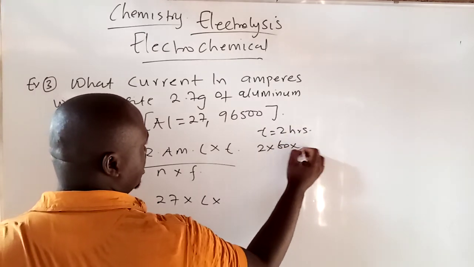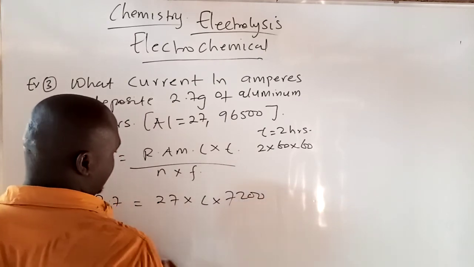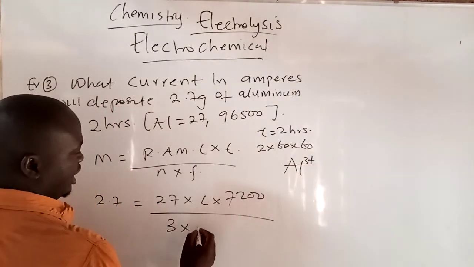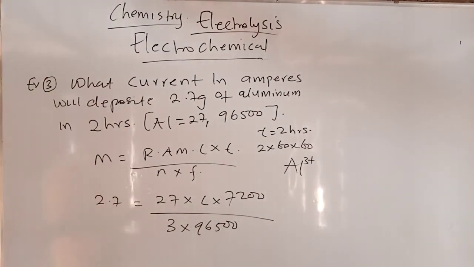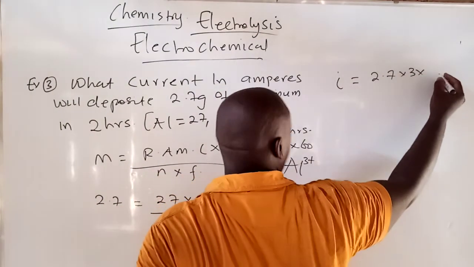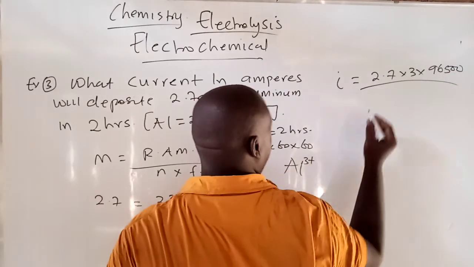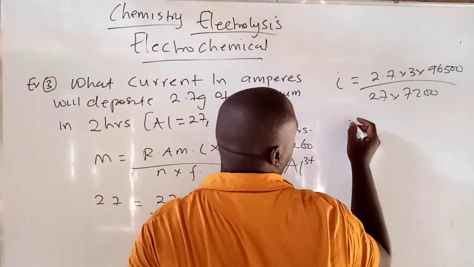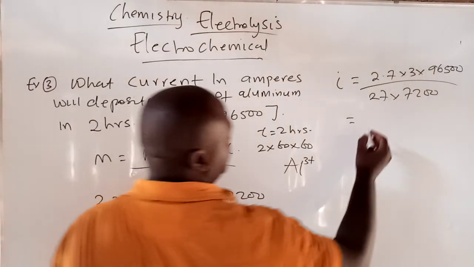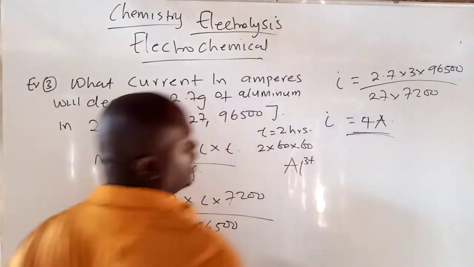You have 2 times 60 times 60, right? So that will give you 7,200 seconds. All over, aluminium has a +3 charge, so the number of charges is 3 times 96,500, right? Good. I'm going to make I the subject of the formula, and I'm going to start solving immediately. So I from here is 2.7 times 3 times 96,500 divided by 27 times 7,200. If you punch it in your calculator very well, remember we are trying to make I the subject of the formula, what you will get is a current of 4 amperes. So your current is equal to 4 amperes. And that is the answer.